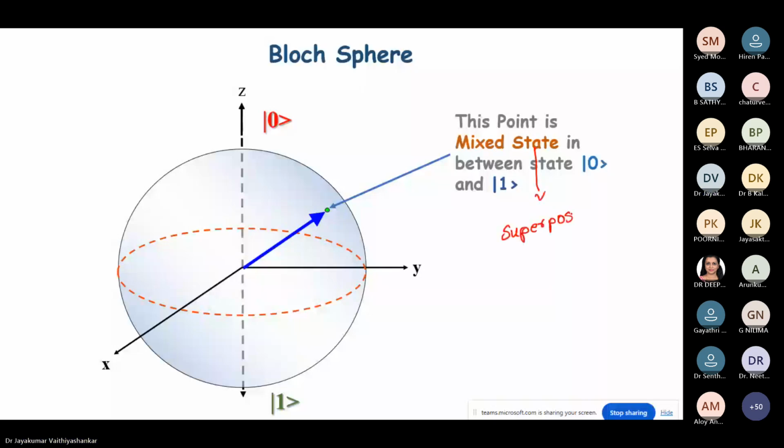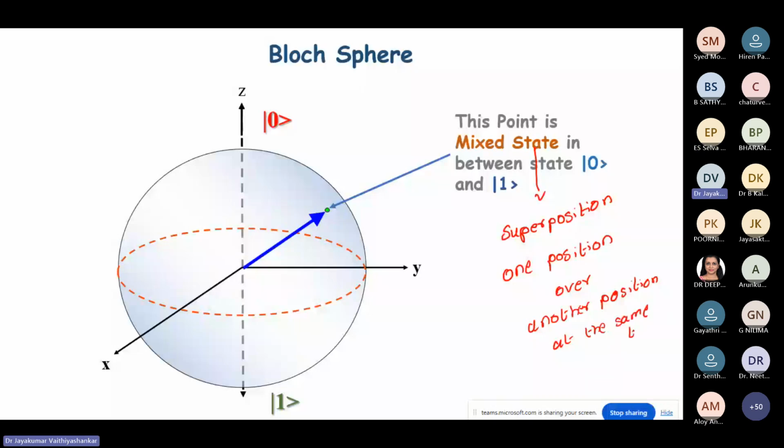Superposition state. So what is the meaning of superposition? One position over another position at the same time. So this is the meaning of superposition, or you can say mixed state. Both are synonymous.